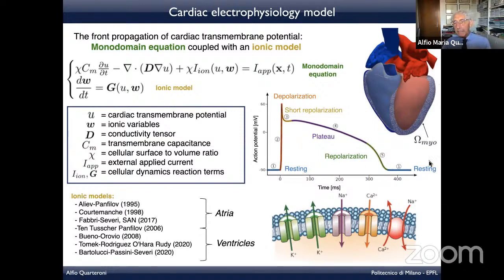Now, this is the action potential curve that I have shown you before. You start with a quick depolarization. This is followed by a short repolarization, by a plateau, and then a repolarization, and then back to the resting potential. And the whole process here takes place, as you see, in about 400 milliseconds. So less than half of a second, say. So this is the first set of equations.